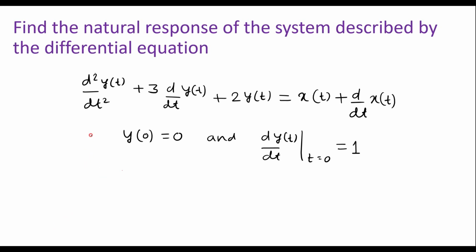In this lecture, we'll take one numerical on differential equations. Find the natural response of the system described by the differential equation d²y(t)/dt² + 3 dy(t)/dt + 2y(t) = x(t) + dx(t)/dt, where the initial conditions are y(0) = 0 and the first derivative of y(t) at t = 0 is 1. So here we are supposed to calculate the natural response of the system, that is yn(t).